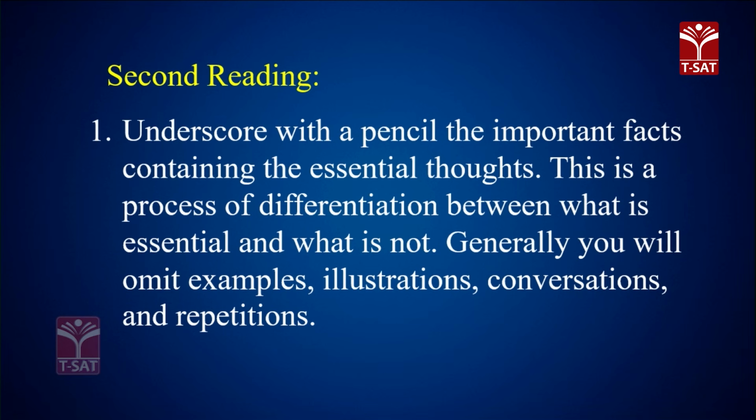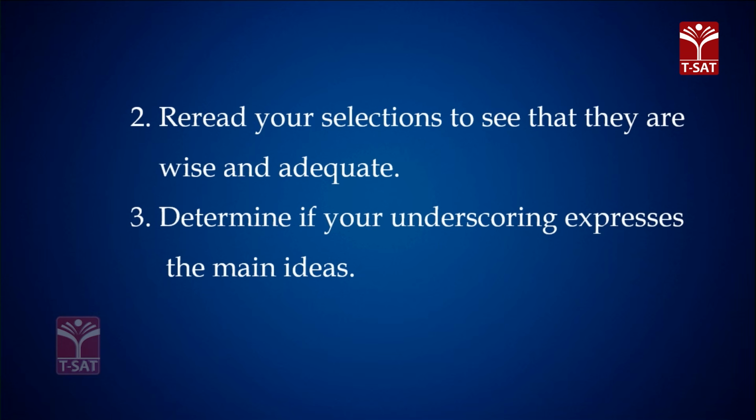Generally, we can omit examples, we can exclude examples, we can delete illustrations, we can delete conversations, we can also delete repetitions. So, this is what you are going to do in the second step called second reading, right? And reread your selections. Selections in the sense you have decided this is to be excluded, this is to be included, this is essential, this is not essential. Okay? And look at them, reread them, and then come to a conclusion to see that they are wise and adequate, they are appropriate, they are needed.